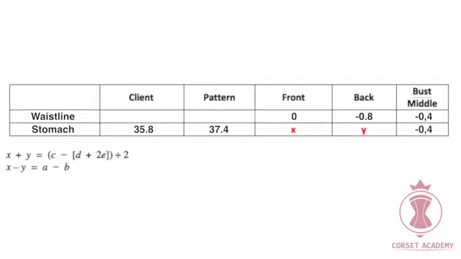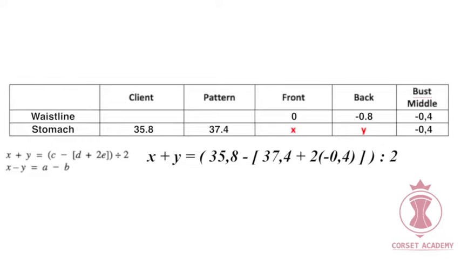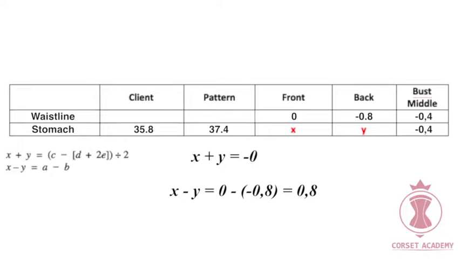I substitute the determined values from the table. X plus Y equals 35.8 minus 37.4 plus times minus 0.4 divided by 2 equals minus 0.4. X minus Y equals 0 minus minus 0.8 equals 0.8. So X plus Y equals minus 0.4, and X minus Y equals 0.8. I calculate X and Y.